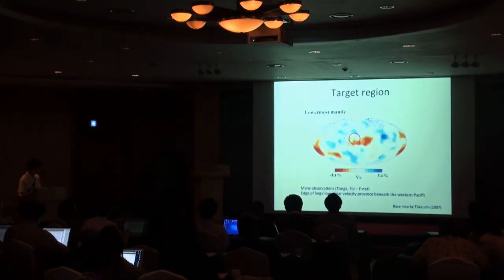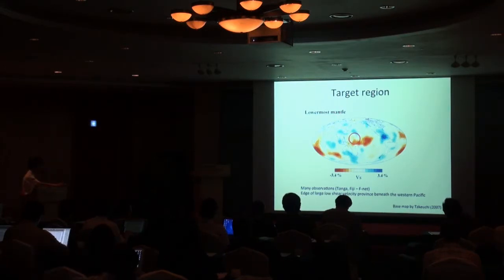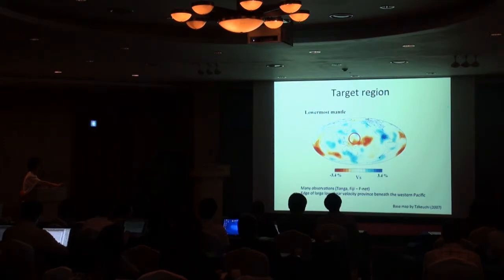So this is a heterogeneity mapped by Takeuchi in the lowermost mantle. And it is showing the shear velocity anomalies. As you can see, there are two large low shear velocity provinces beneath Africa and the Western Pacific. And in this study, we explore this region because there is a good dense seismic network in Japan, and we have many earthquakes around Tonga and Fiji, and the rays between them go into the D'' at this region, and this is located at the edge of the large low shear velocity province beneath the Western Pacific. So the fine seismic imaging here can be helpful to understand the origin of this province.